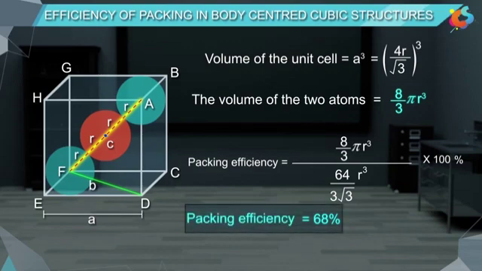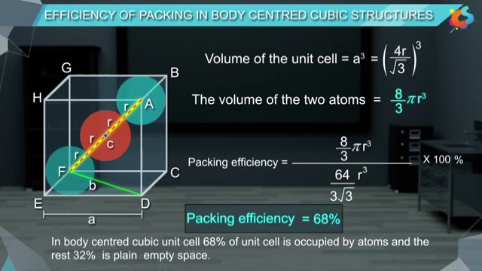Packing efficiency is equal to 68%. In body-centered cubic unit cell, 68% of unit cell is occupied by atoms and the rest 32% is plain empty space.